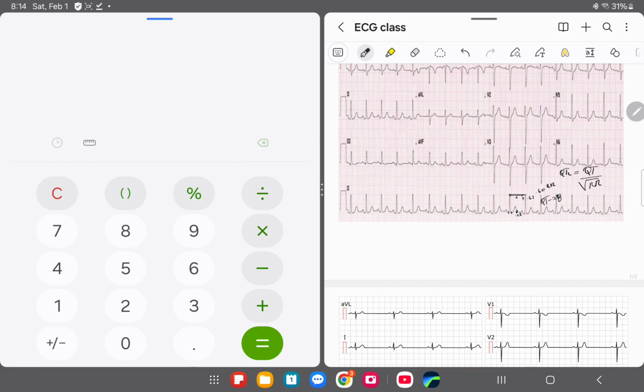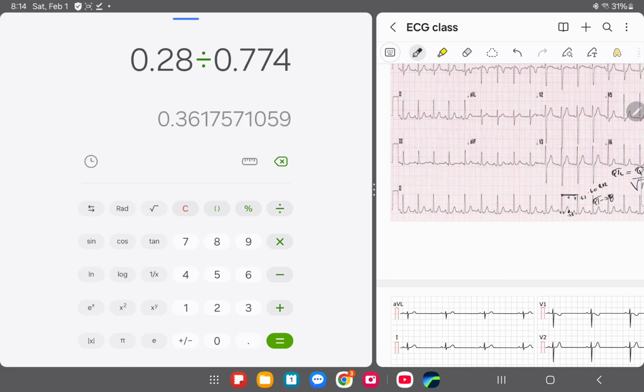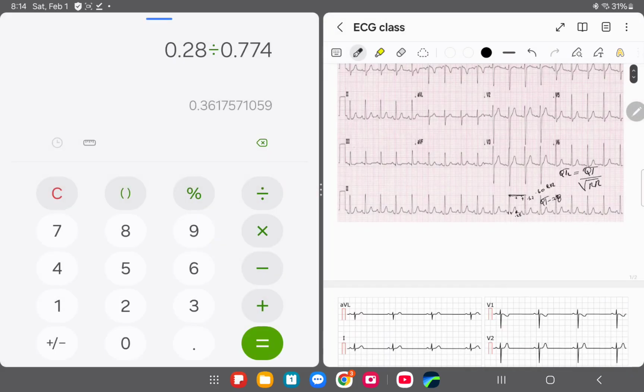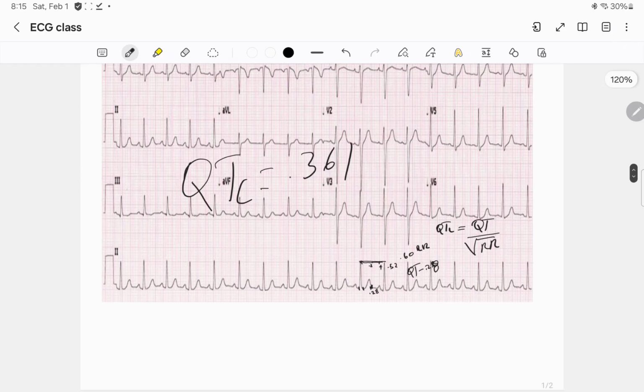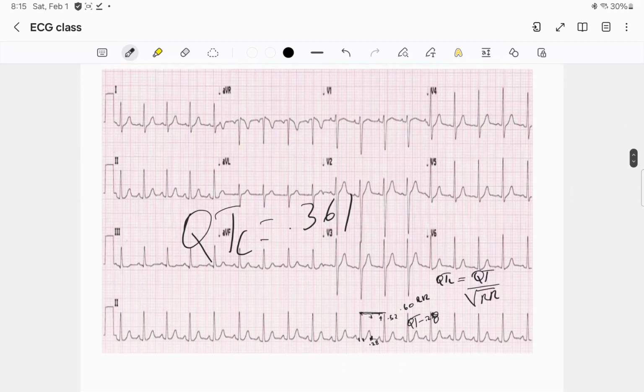Okay, so the RR is 0.6. So the square root of 0.6 is 0.774. So we're going to divide 0.28 by 0.774, and we're going to get 0.361. So depending on whether or not this is a male or female, this could be a normal corrected QT.